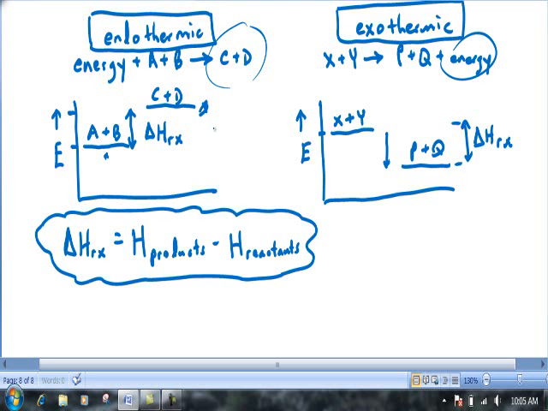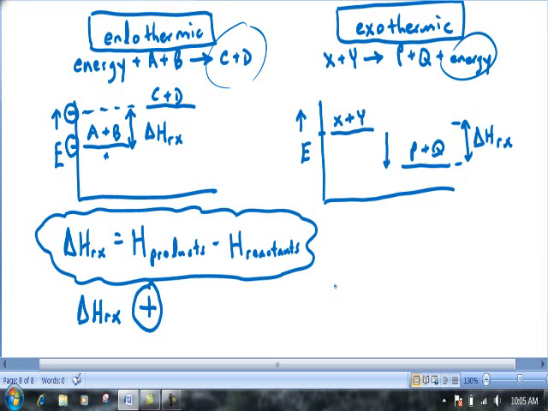As we can see in this example of an endothermic reaction, the enthalpy level of our products is going to be a larger number than our reactants. So in the case of an endothermic reaction, when we calculate the enthalpy of reaction, we're going to get a number that's going to be a positive number.